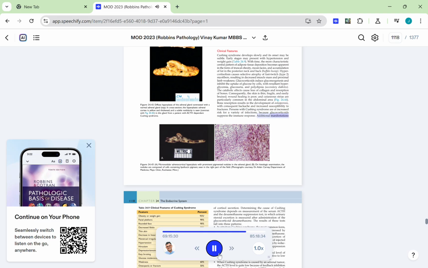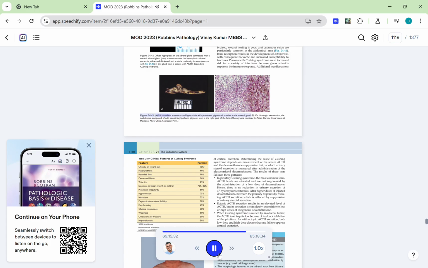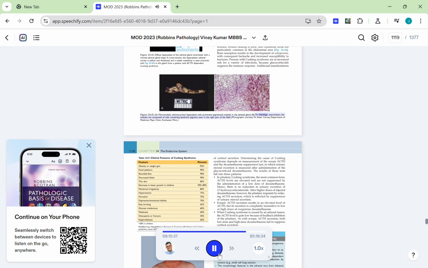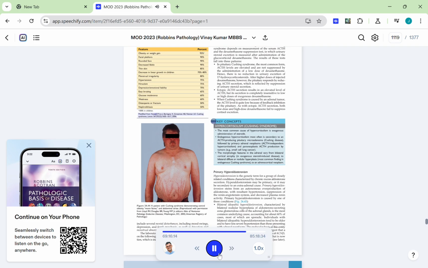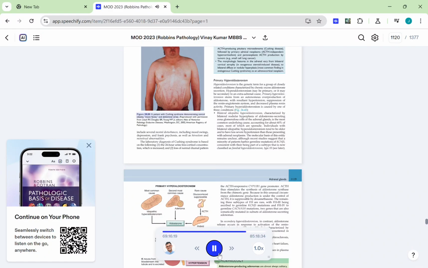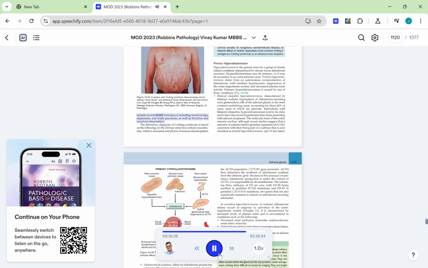Additional manifestations. Figure 24.43. Micronodular adrenocortical hyperplasia with prominent pigmented nodules in the adrenal gland. On histologic examination, the nodules are composed of cells containing lipofuscin pigment, seen in the right part of the field. Table. Clinical features of Cushing syndrome in children. Modified from Newell-Price, Bertagna, Grossman, Nieman. Cushing syndrome. Lancet. Figure 24.4. A patient with Cushing syndrome demonstrating central obesity, moon facies, and abdominal striae. Additional manifestations include several mental disturbances, including mood swings, depression, and frank psychosis, as well as hirsutism and menstrual abnormalities.